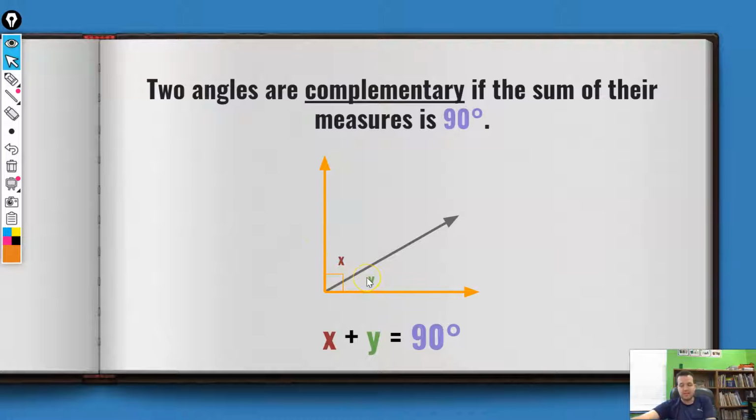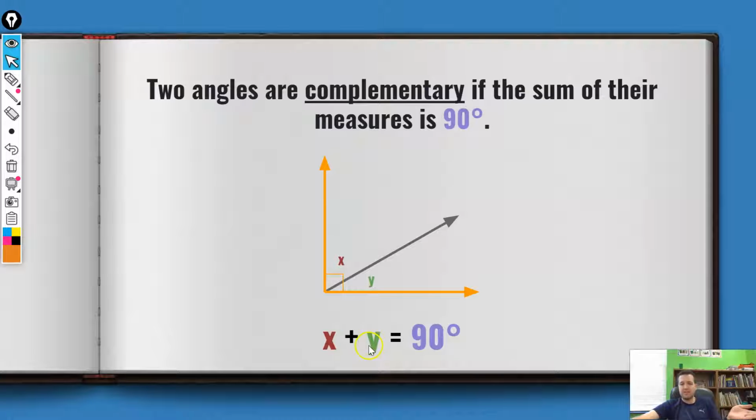I'm just using variables because I'm just making random things up. Whatever x is plus whatever y is will give me 90. So if I told you that angle x was 50, right? Well, that would mean that angle y would have to be 40 because 50 plus 40 gives me 90. You could use subtraction to figure that out. Do 90 minus 50, which will give me 40.